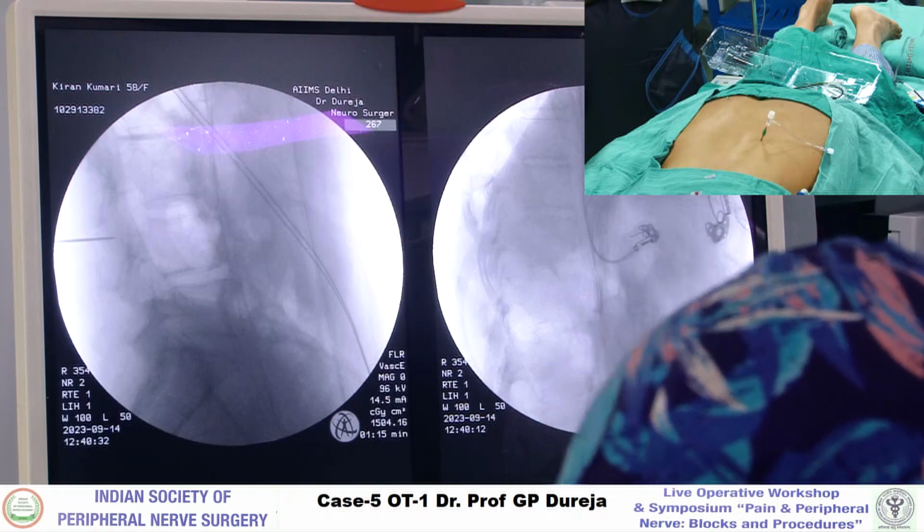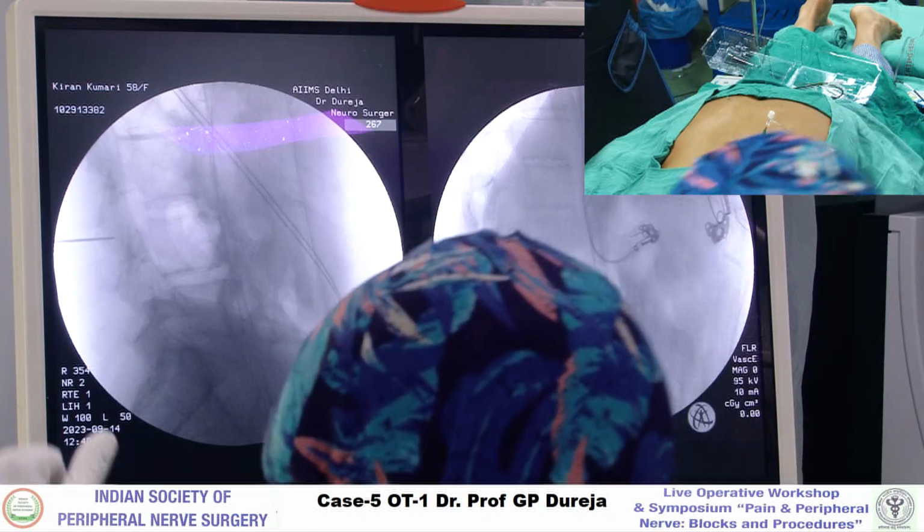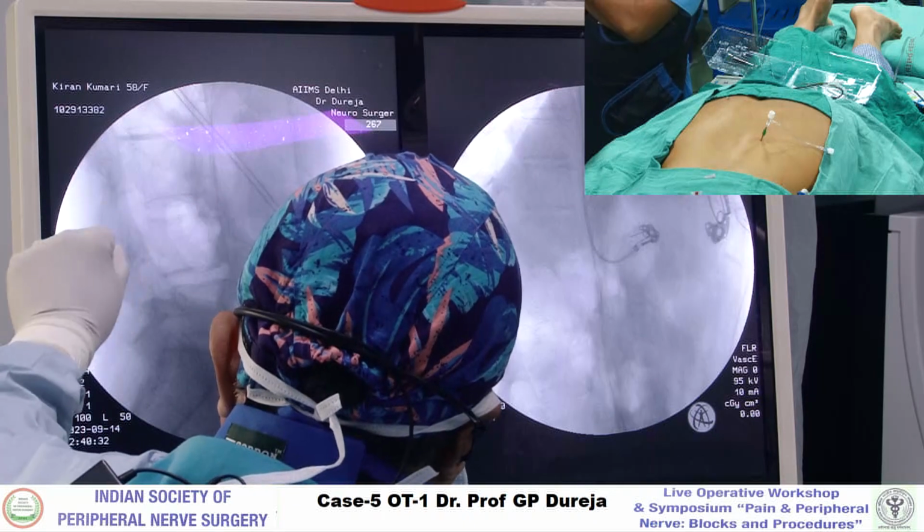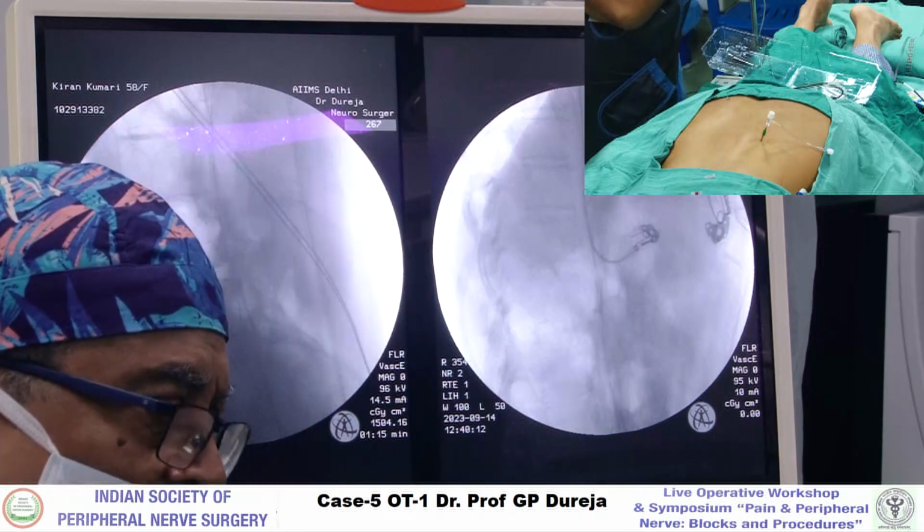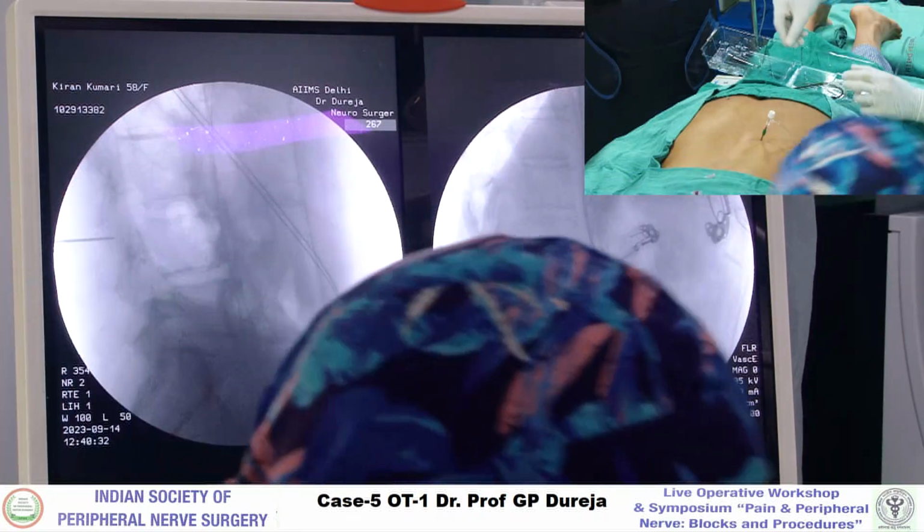Yes. So now you can see the facet joint there. That's the facet joint, and just close by is where the needle is. So just the ideal position for that.